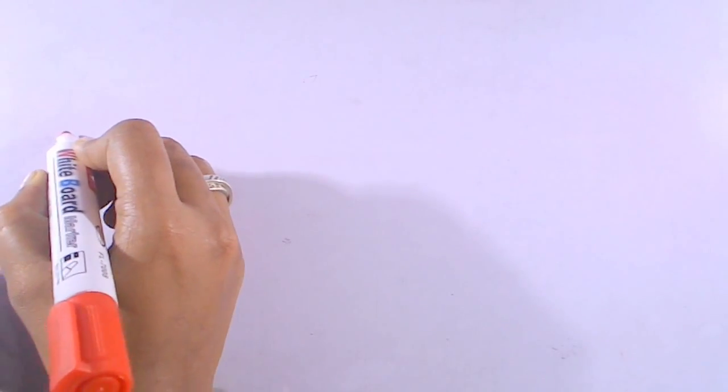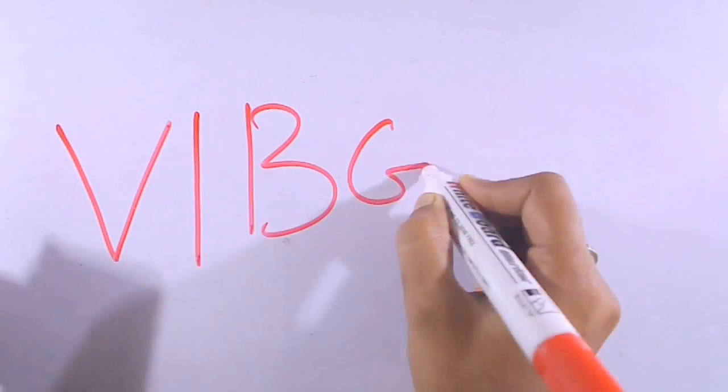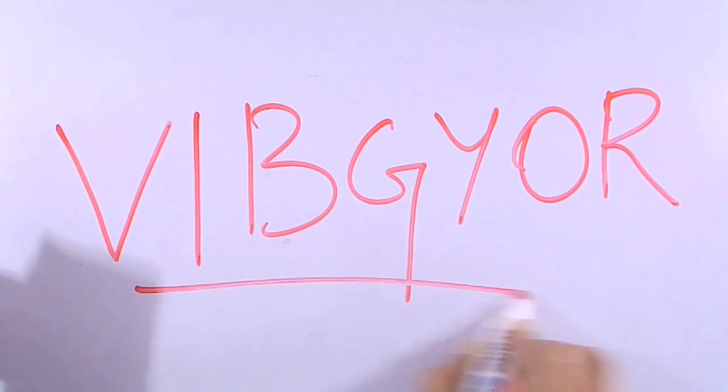First, you keep that in mind, that a rainbow color means V-I-B-G-Y-O-R. VIBGYOR, this is the main thing.